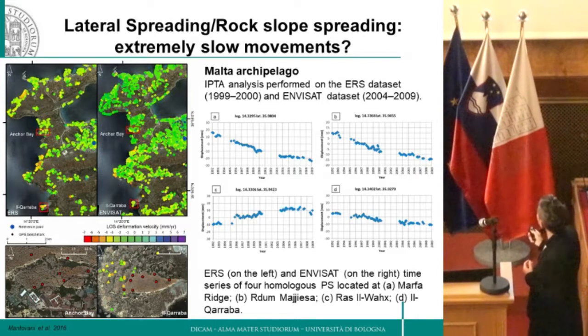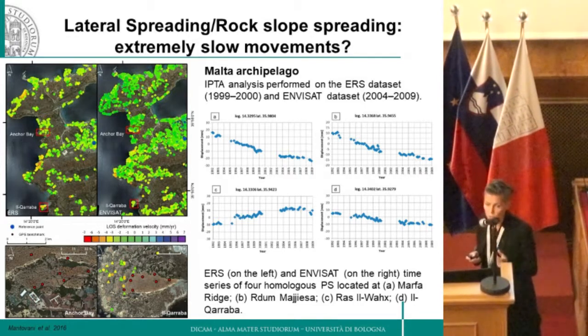Another research work using PS analysis was by some colleagues, also by Stefano, who is sitting over there. And this is again in Malta. You see that by the analysis of ERS and ENVISAT datasets in all the coastal area of the northwestern coast of Malta, some points are showing movement. But again, we are in the field of extremely slow movement.